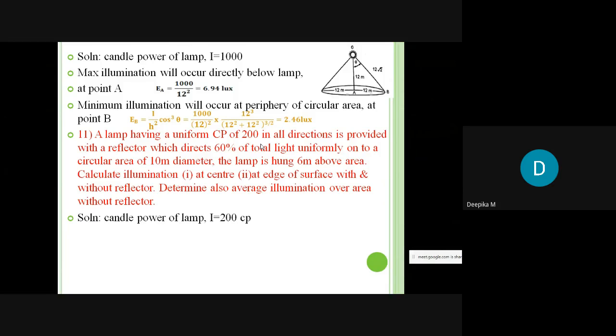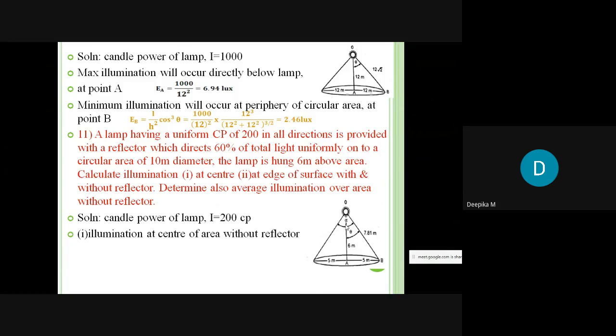So let us list out the data. Candle power of lamp I is nothing but 200 CP, and you can see here this is the lamp we are having, and it is surrounded by the reflector. At point A we will get maximum illumination, and we also have to calculate illumination at point B. To calculate illumination at center of area without reflector, first of all we are calculating without reflector, which is nothing but I by h square. So 200 by 6 square is nothing but 5.56 lux.